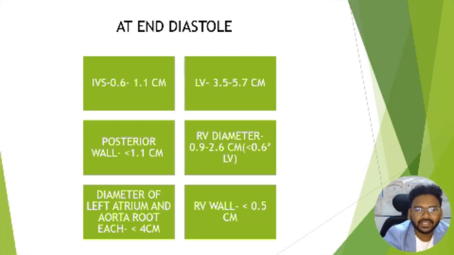And at the end of diastole we have to measure some structures, and the diameter of these structures should be in the normal range. If the diameter of these structures is not in the normal range, then there is some problem. So these structures are the interventricular septum, left ventricle diameter, posterior wall diameter, right ventricle diameter, and the diameter of the left atrium and the aortic root and the right ventricle wall.